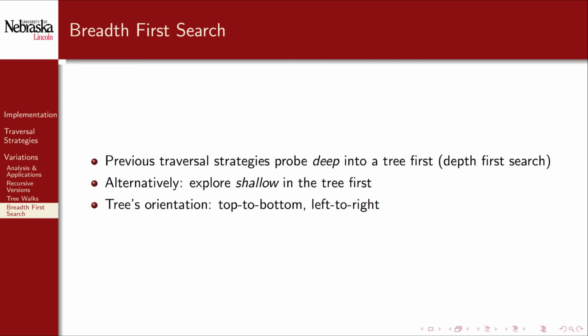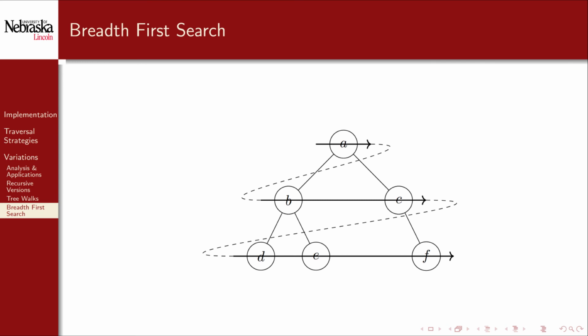Yet another traversal strategy is breadth-first search. Preorder, inorder, and postorder are all variations on depth-first search because they traverse as far down into the tree as possible before exploring other areas. The alternative is to explore shallower in the tree before going deeper. Given the orientation of trees, this provides a top-down, left-to-right enumeration of the nodes, as depicted here. In other words, the nodes are processed as if we were reading a book.